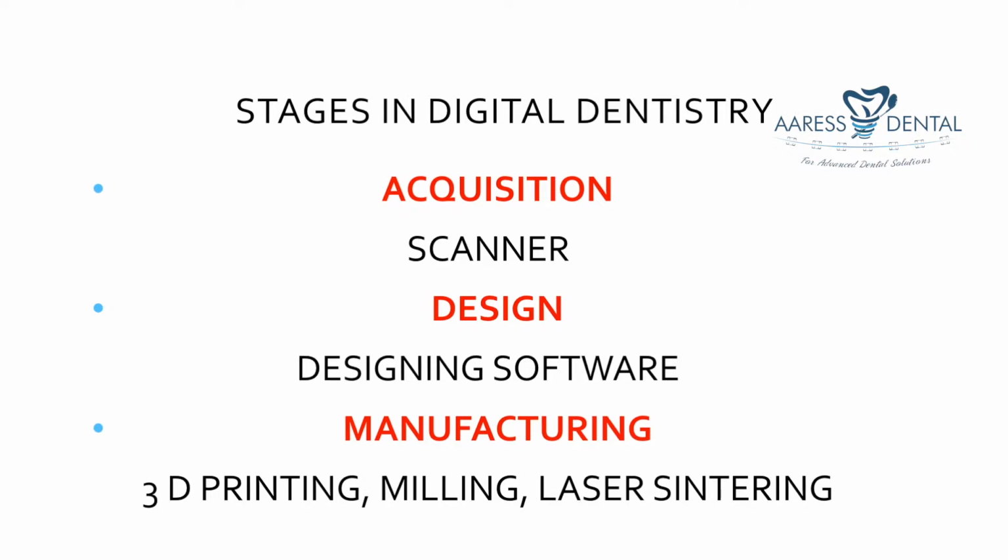There are three main stages in digital dentistry. First one is acquisition. That is, we have to acquire the data. That is done by a scanner. Once the data is acquired, we have to design the processes. That is done by designing software. Once this process is designed with the software, we have to go for manufacturing. That is done either by 3D printing, milling, or laser sintering.